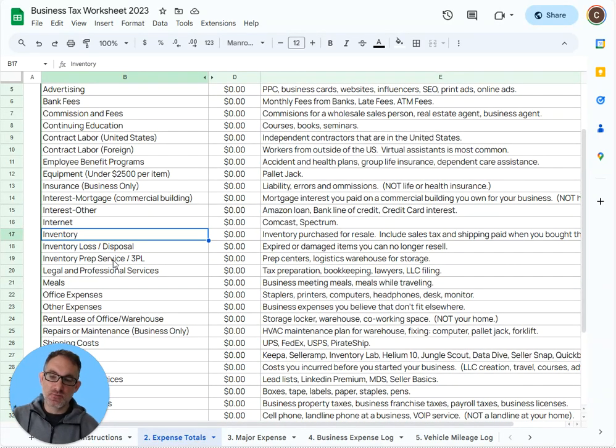So let's say, for example, you bought some inventory and you just couldn't sell it because it is basically worthless. Maybe it expired. Maybe it was an out-of-season item that you think you have no chance of selling, and you've decided to dispose of it in some fashion because it was damaged, that sort of thing. That's also able to be written off as an expense. So we have that listed here as something that can be written off as well.